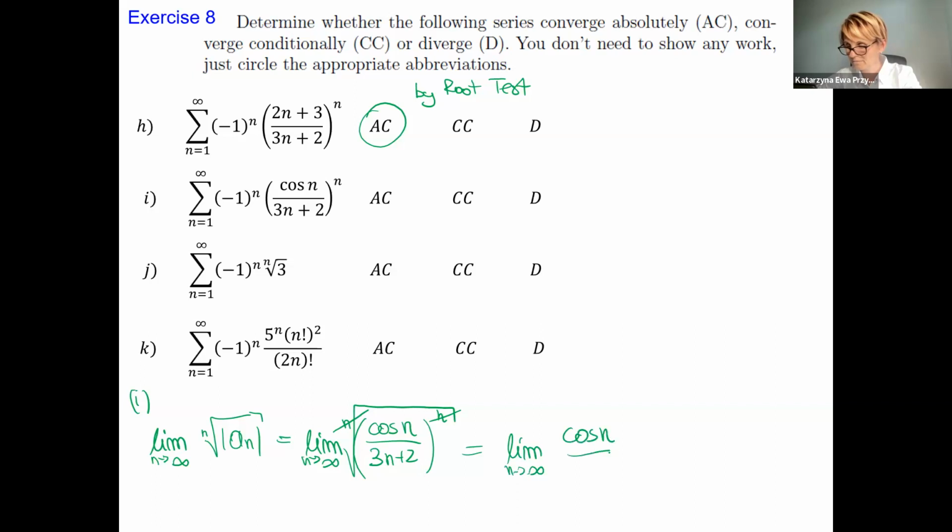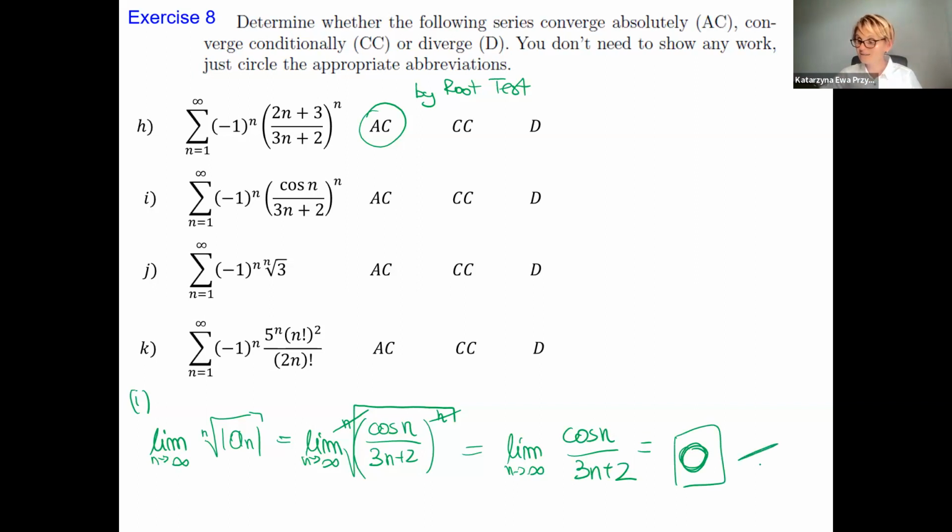Cosine of n over 3n plus 2. As n and 3n are big, going to infinity, cosine of n only oscillates between -1 and +1. That means 1 is the maximum value, and 1 over a big number is a small number. Definitely the squeeze theorem is a good theorem to get that limit. Yeah? The limit is 0.